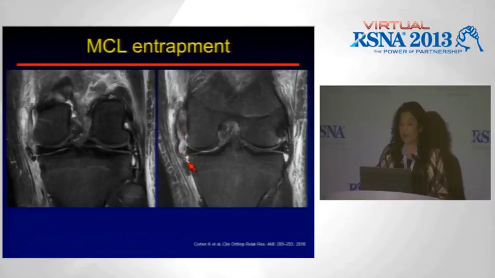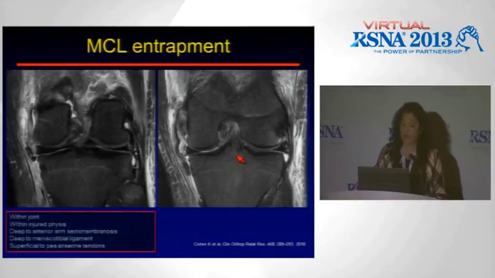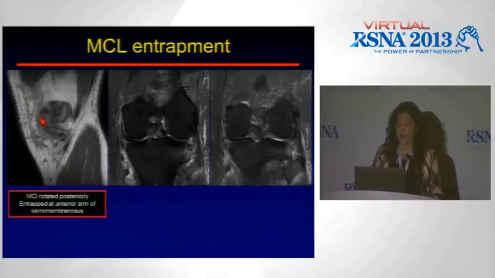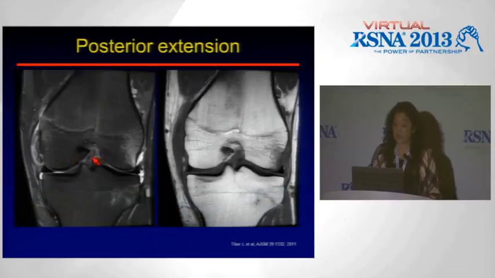And here we have an example where the MCL is now entrapped deep to the anterior arm of the semimembranosus, but a number of different types of entrapment have been described. Here's another example. It's entrapped, and then on the sagittal images, there it is heading backwards and getting stuck. These are not going to heal. The patients stay lax. So at least at our institution, these are considered indication for immediate surgery.